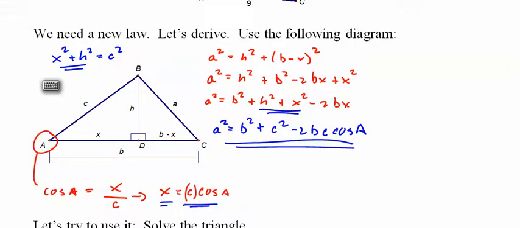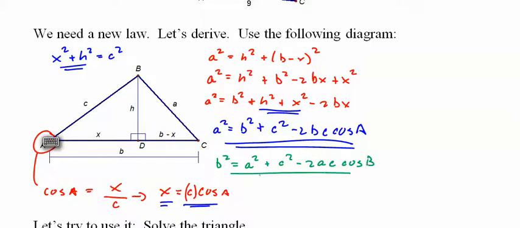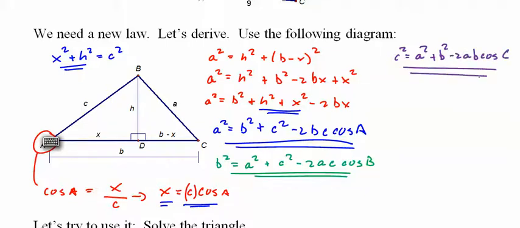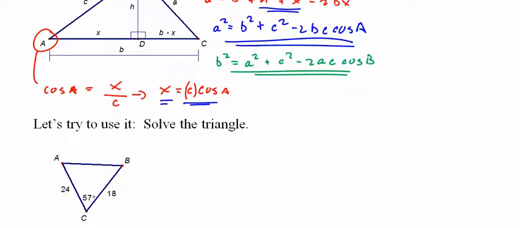Bit of a hassle to use. A lot of people screw it up. Notice the way the letters work. So if I wanted to do b squared, because we're not always going to want to do a squared, I would write a squared plus c squared minus 2ac cosine of B. If I wanted the other one, it would be c squared equals a squared plus b squared minus 2ab cosine of C. Yay, we derived. Let's solve.